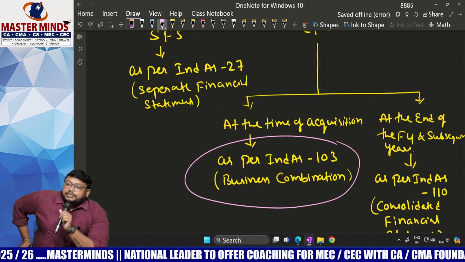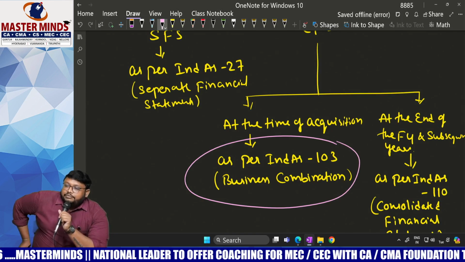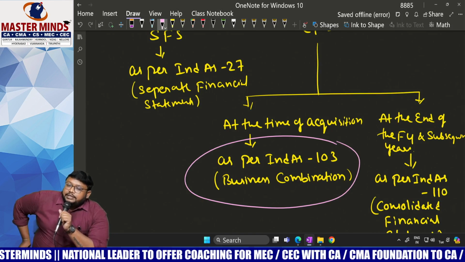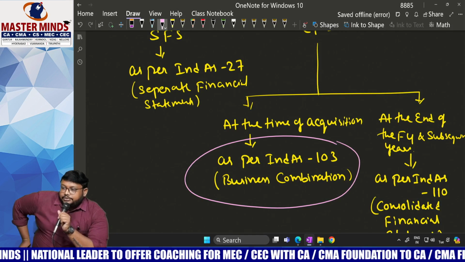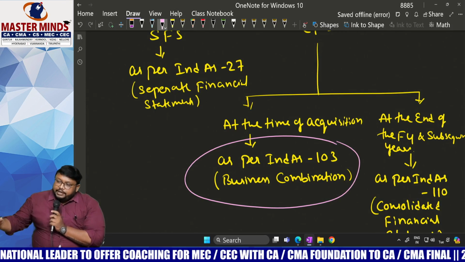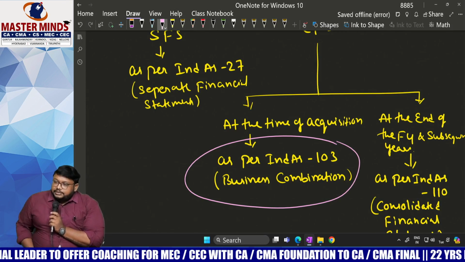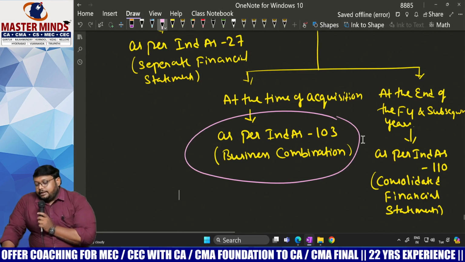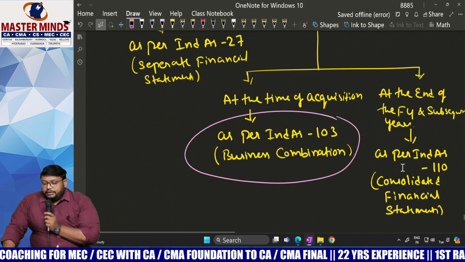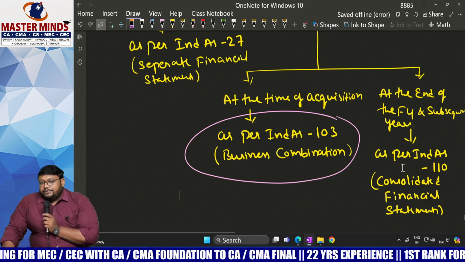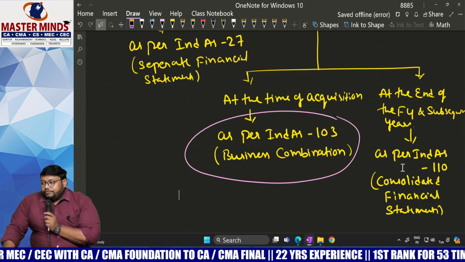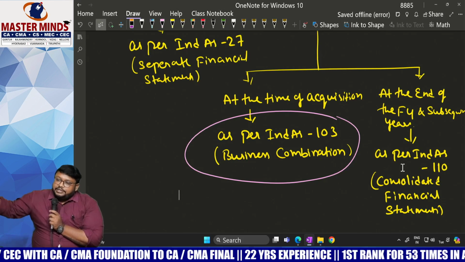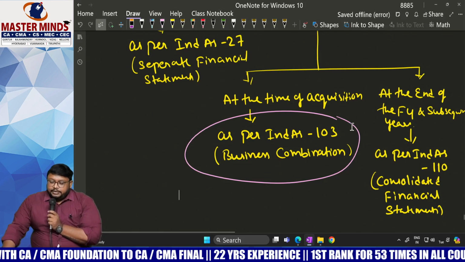In amalgamation, I told you that on the date of amalgamation we have to take the values. So here also on the date of acquisition we are taking the values. And at the end of the year and in subsequent years, every year we have to prepare consolidated financial statements, that is as per Ind AS 110. Ind AS 110 will come into play when we are preparing the consolidated financial statements at the end of the year and every subsequent year. Okay, so that is the third case.